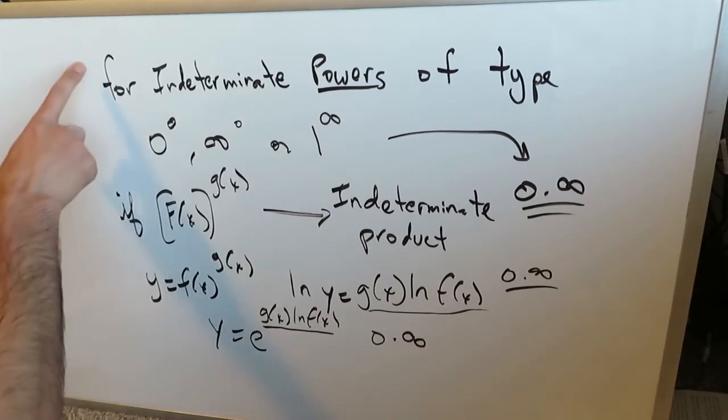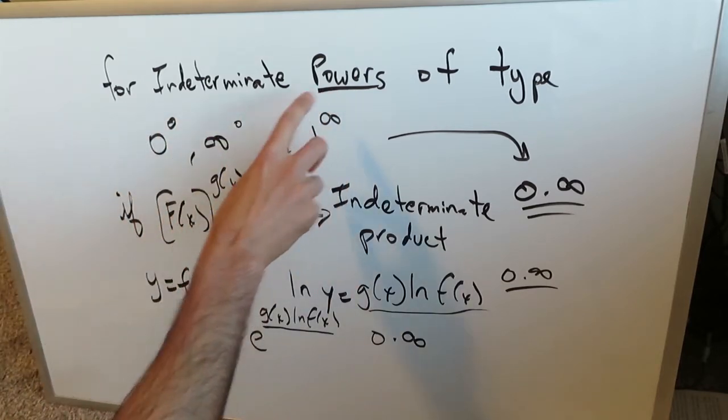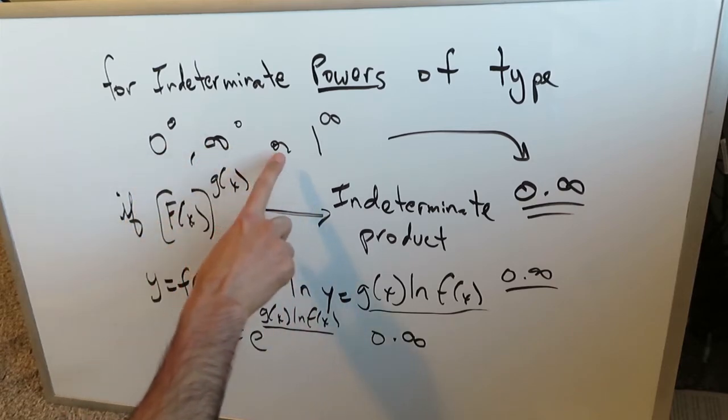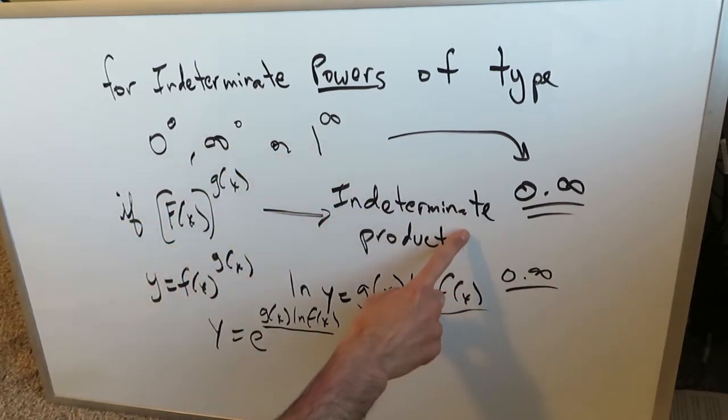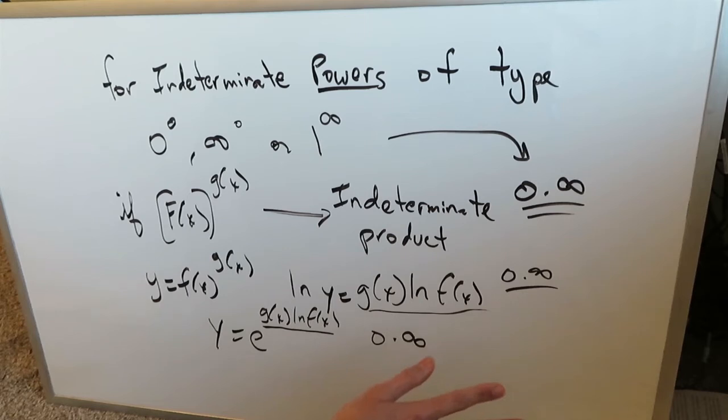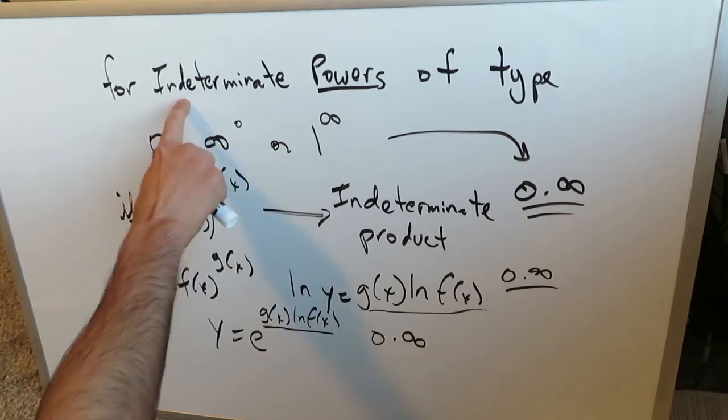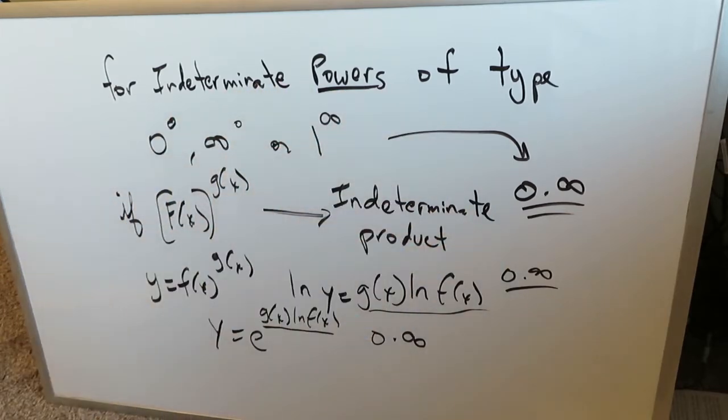So the conclusion when it comes to these types of indeterminate powers is to always make an attempt to convert into this indeterminate product type. It's easier to handle, and just like I previously mentioned, when you're dealing with the indeterminate product types, there's a method for dealing with that. For the indeterminate difference types, there's a method for dealing with that. And now for the indeterminate power types, there's a method I'm showing you for dealing with that.